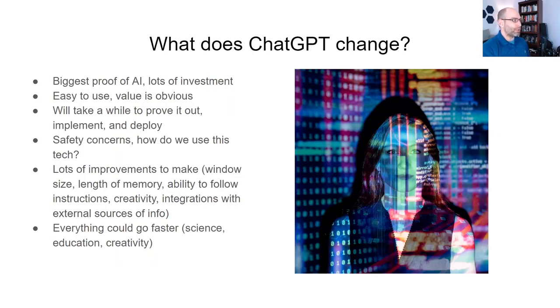Now, let's talk about what ChatGPT changes for us. The biggest thing is that ChatGPT is the first AI technology to take the world by storm. It is the biggest proof that AI is ready. So the first thing that's going to happen is a lot of investment. What I mean by this is that once a technology is commercially ready, once it's commercially viable, then you get a lot of money being put into it.